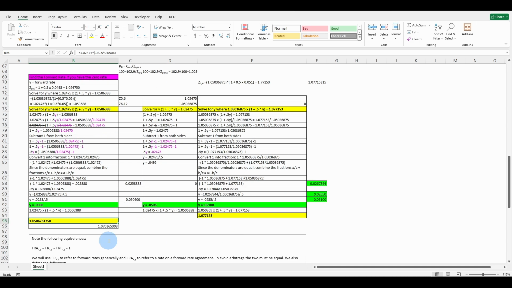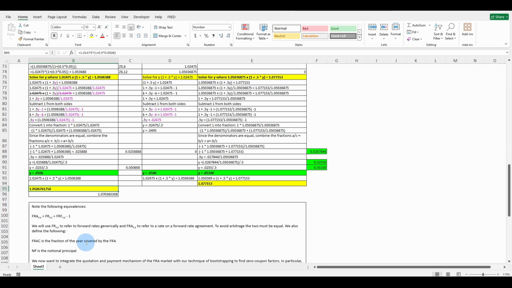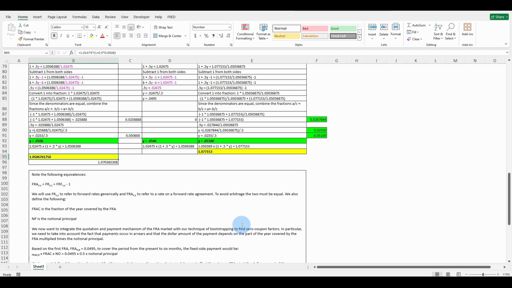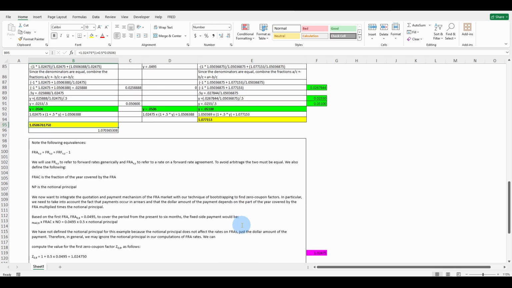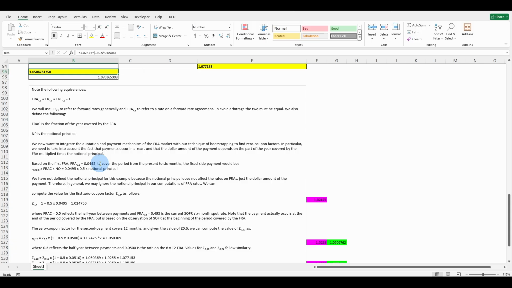What's the point here? Note the following equivalence: FRA equals forward. We will use the forward to refer to the forward rate generically, and the FRA XY to refer to a rate on a forward rate agreement. To avoid arbitrage, the two must be equal. We also define the following. FRAC is the fraction of the year covered by the FRA. NP is the notional. We now want to integrate the quotation and payment mechanism of the forward rate market with our technique of bootstrapping to find zero coupon factors.